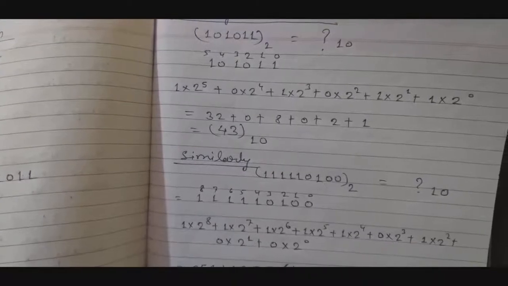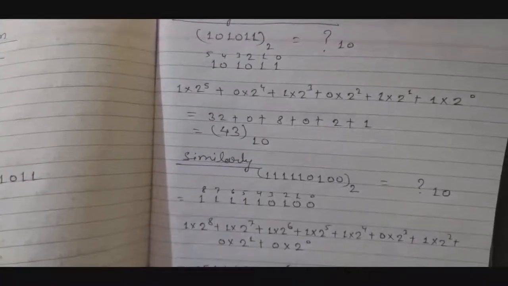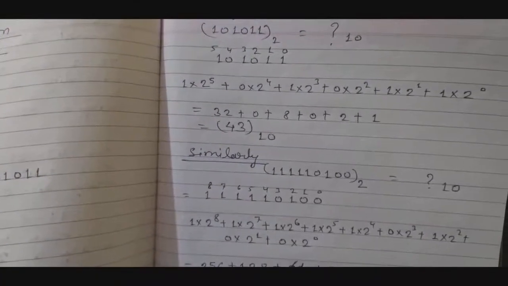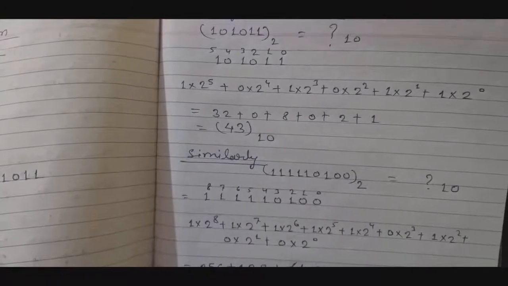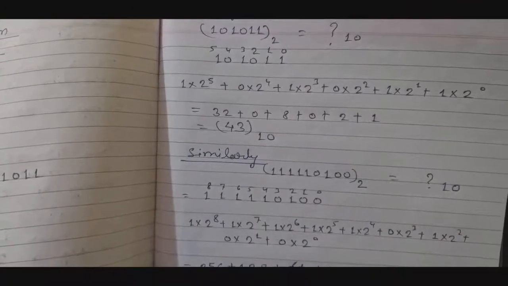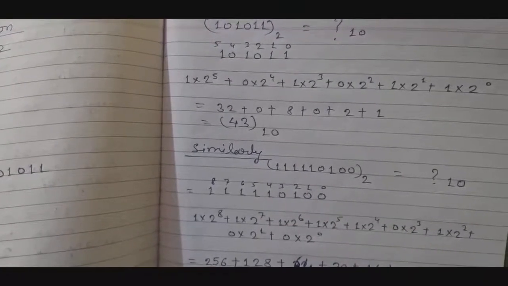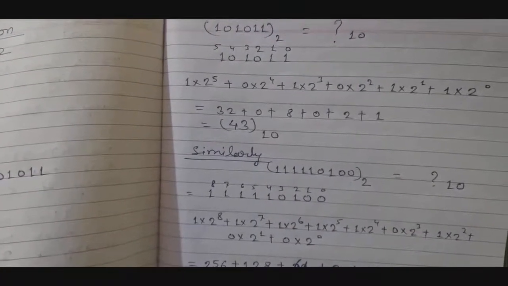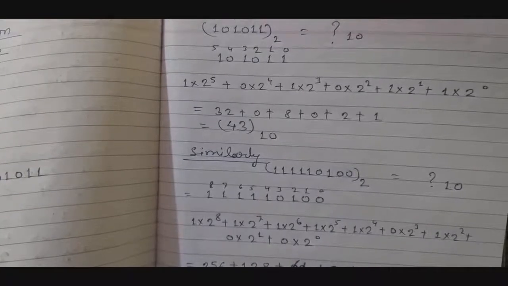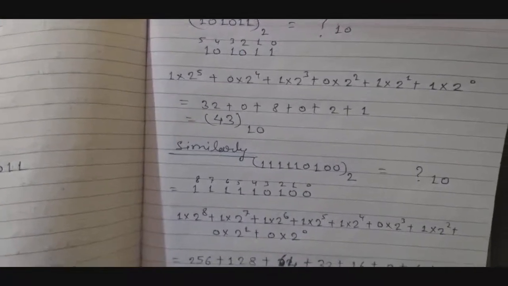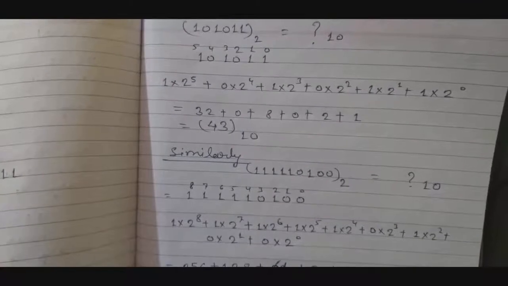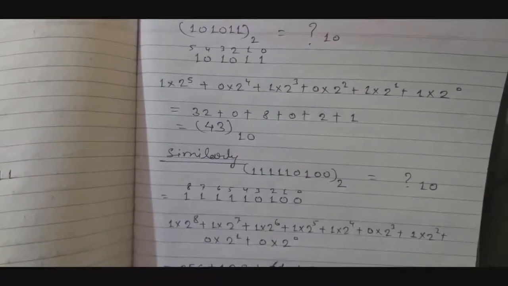If any question arises why this place value will become the power of 2, it is because binary numbers have base 2, so we have to take the place value as the power of 2. Now here our first digit is 1. So 1 into 2 power 5 plus 0 into 2 power 4 plus 1 into 2 power 3 plus 0 into 2 power 2 plus 1 into 2 power 1 plus 1 into 2 power 0.